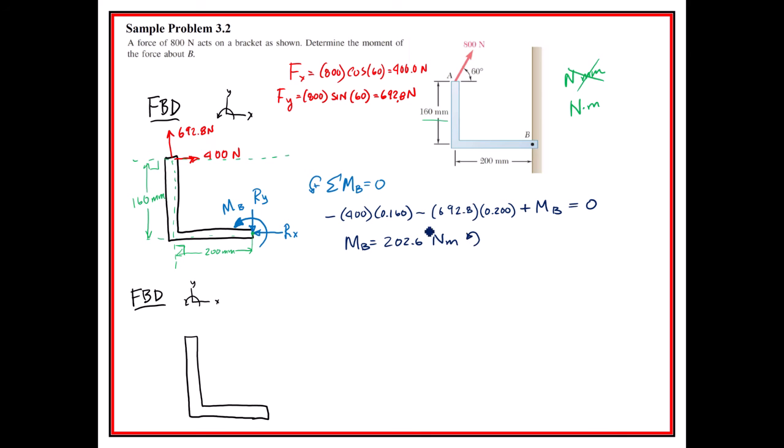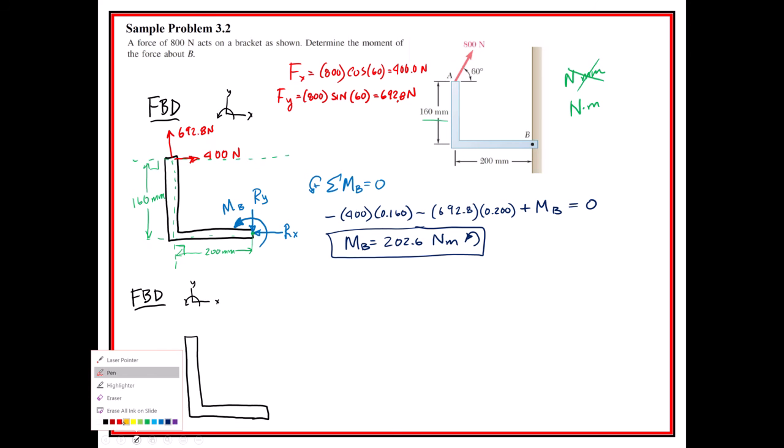So this is the reaction right here. Now remember, in the sample problem, this direction will be opposite, because what they're trying to do is demonstrate what would be an equivalent moment, right? Determine the moment of the force about B. Like, what kind of moment does this force cause at B, right? As opposed to the one that is opposed to it, which is the reaction.